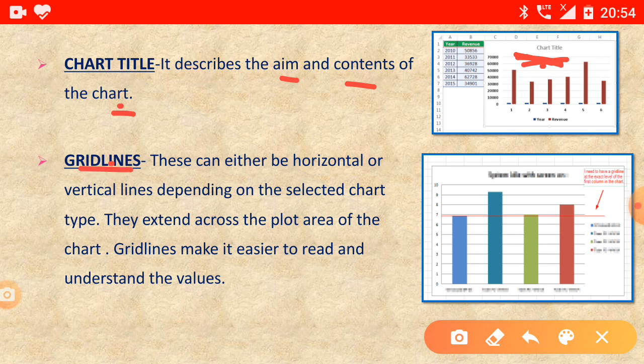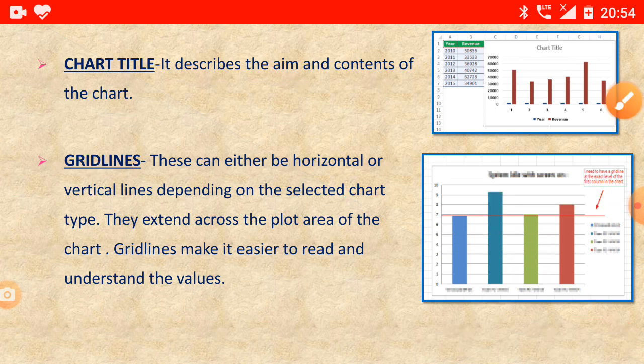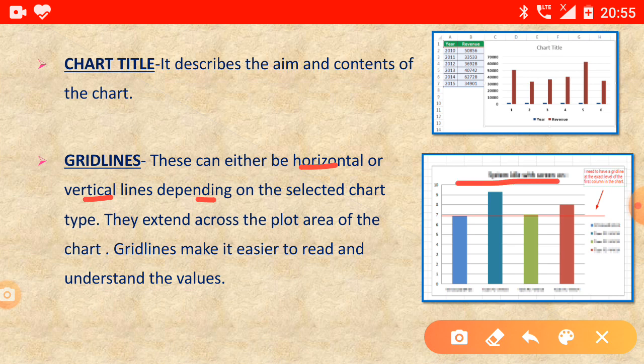Now come to the grid line. Grid lines can be either horizontal or vertical, depending on the selected chart type. What is a grid line? You can see these lines that have been drawn in the chart. These are known as grid lines, and they can be horizontal or vertical, depending on the selected data. They extend across the plot area of the chart, meaning grid lines are present in a chart area.